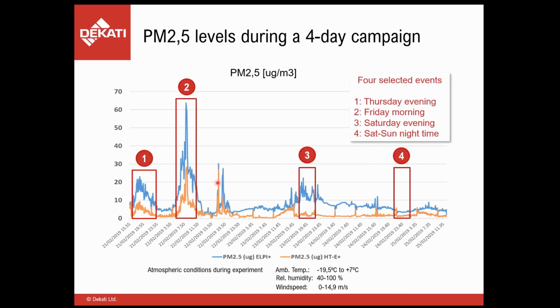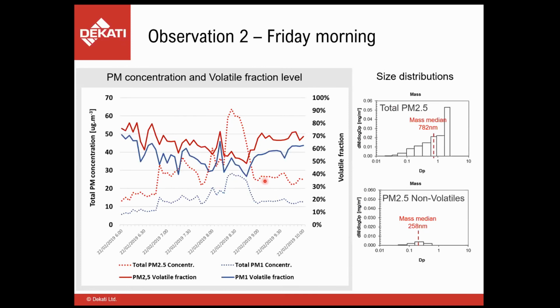And we'll take a look at one specific point of this data, especially looking at the size distribution. So here we have total PM2.5 in the ambient, the size distribution, and the mass median is at 782 nanometers. But then the histograms are drawn on the same scale to show you the difference between what is the total and what is the non-volatiles. So here, for the solid particulates, the mass median is much smaller.